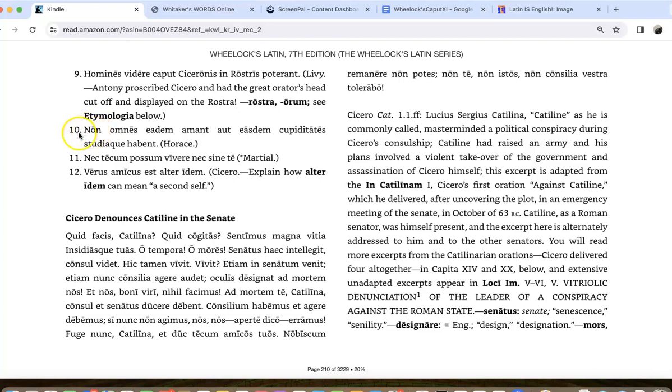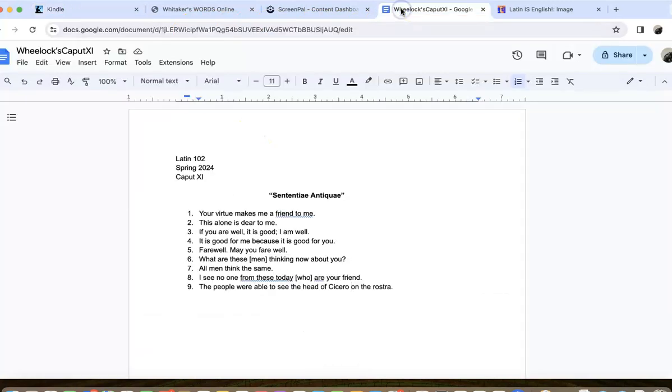So, yeah. Number 10, non omnis eadem amant aut easdem cupiditates studiaque habent, Horace. So this one's going to require looking up some words. So let me tell you what you're going to have when you look up the words using a dictionary or Whitaker's Words. Not all the same love or the same desires and devotions have. So not everyone loves the same things or has the same desires and devotions. So let me write that down and then I'll try to explain it in greater detail.